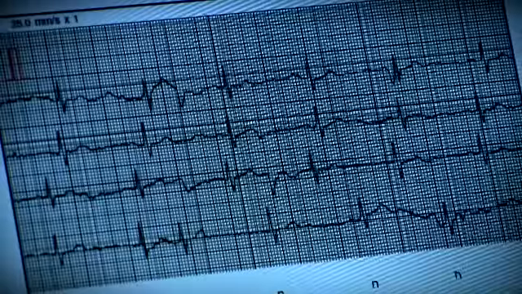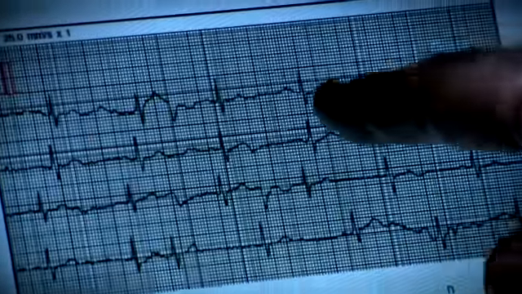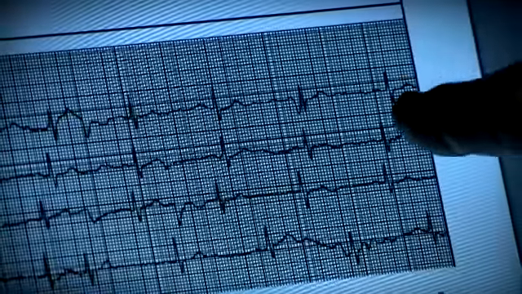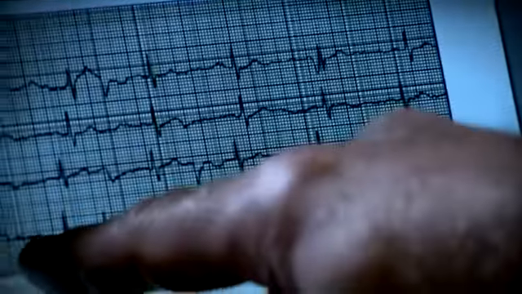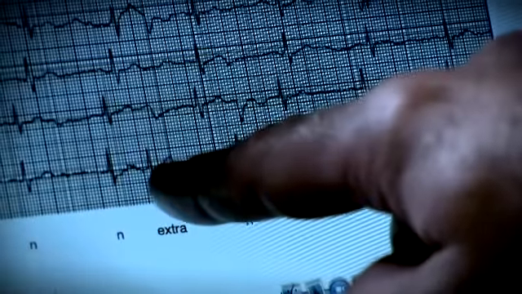So this is a regular pulse with an irregular point in it. So this is nearly always benign, and this is no cause for concern, providing there are no symptoms and no signs of abnormalities such as high blood pressure.